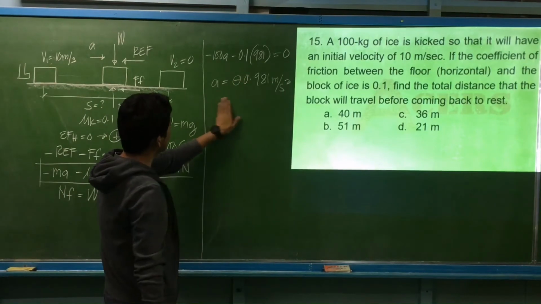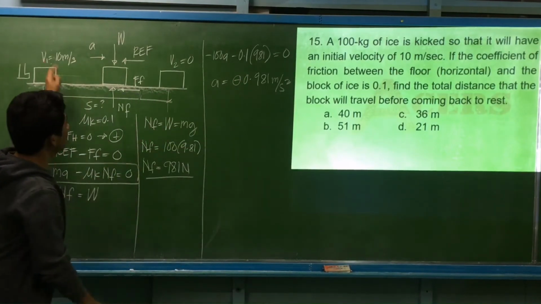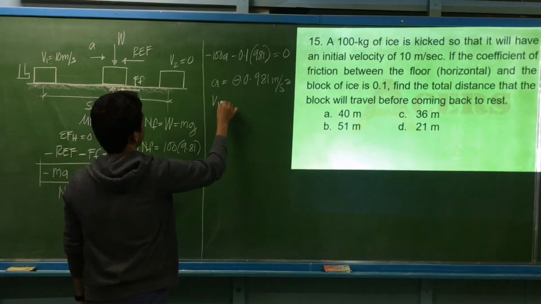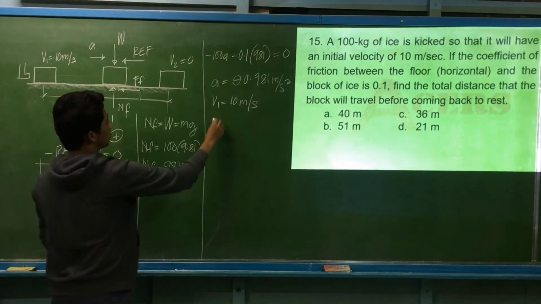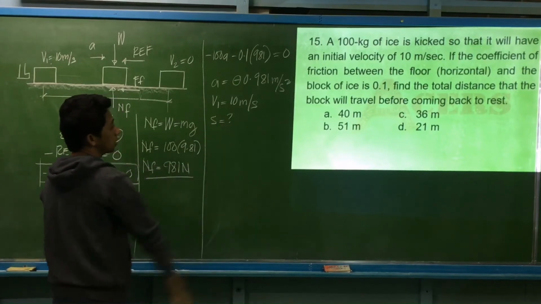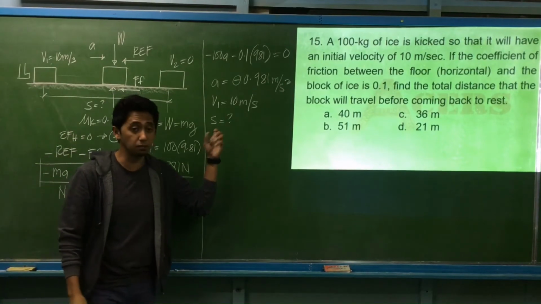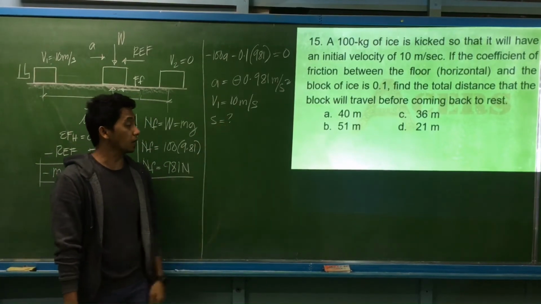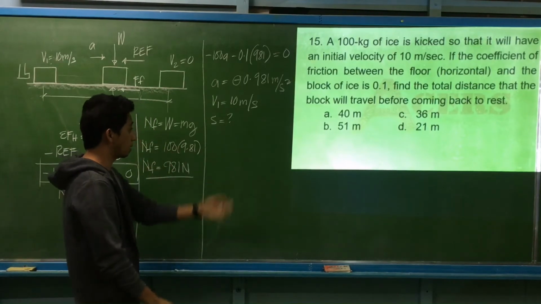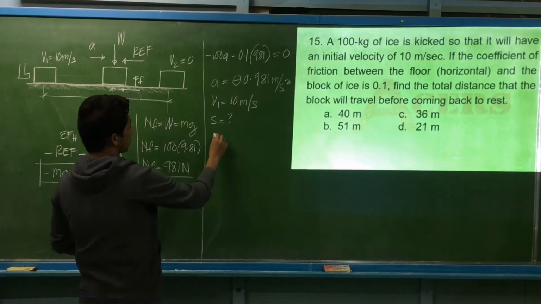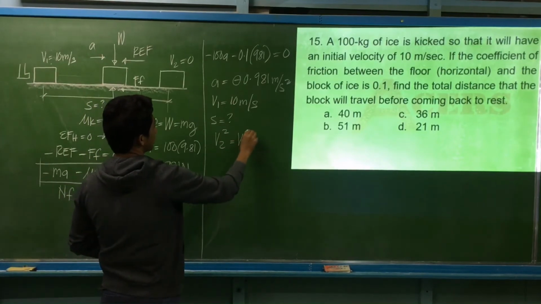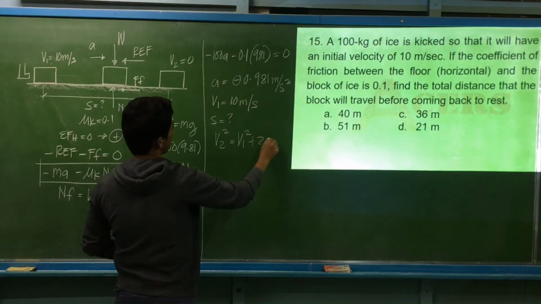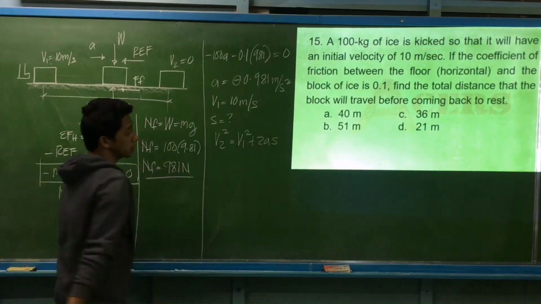So if you have no acceleration, we have an initial velocity equal to 10 meters per second. How do we compute for the distance? What is the most suitable equation that can be used to solve this problem? Okay, we can use the first one from our previous discussion. That is the final velocity squared equal to the initial velocity squared plus twice acceleration times the distance.